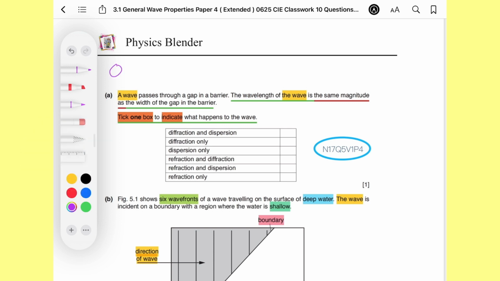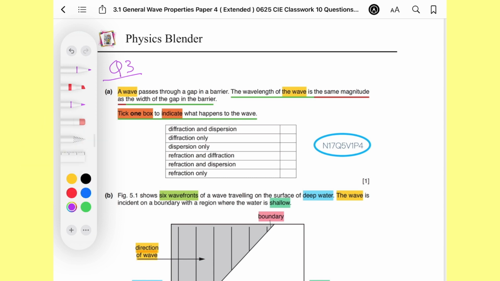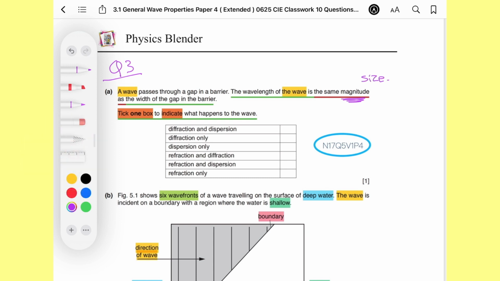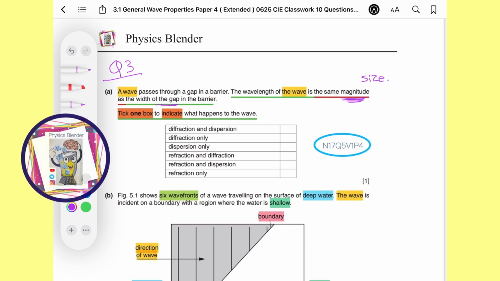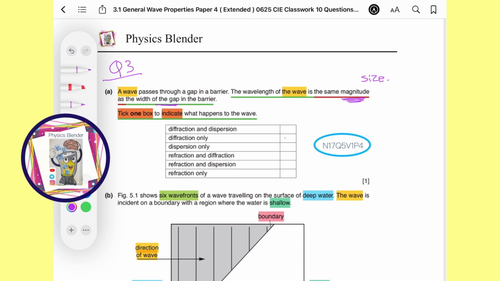We have question 3. A wave passes through a gap in a barrier. The wavelength of the wave is the same magnitude, same size, same value as the width of the gap. Tick one box here to indicate what happens. If the dimensions of the gap are the same as the wavelength of the wave, diffraction takes place.